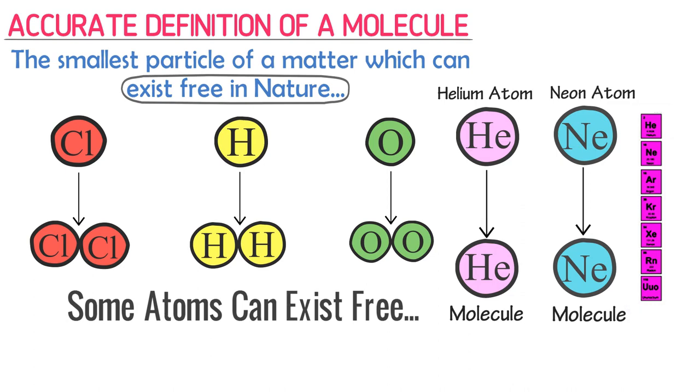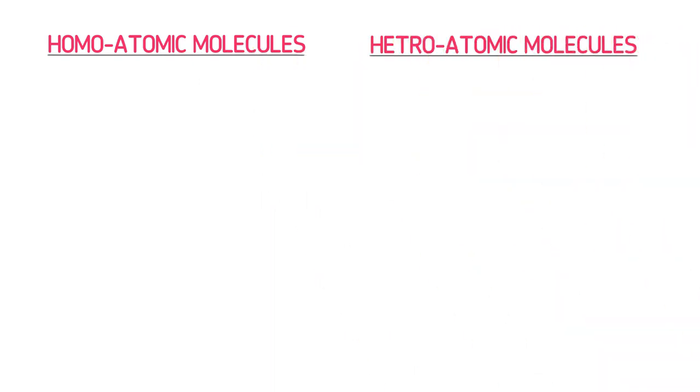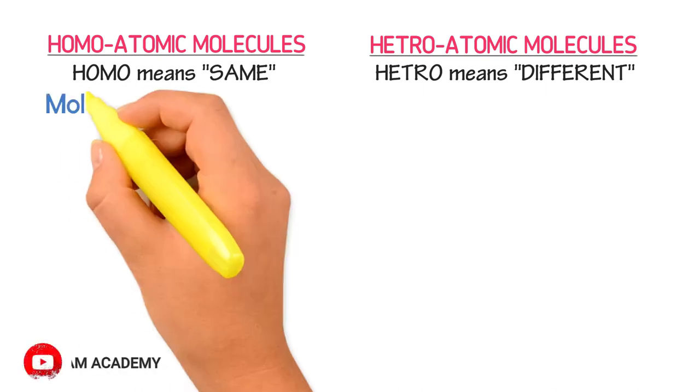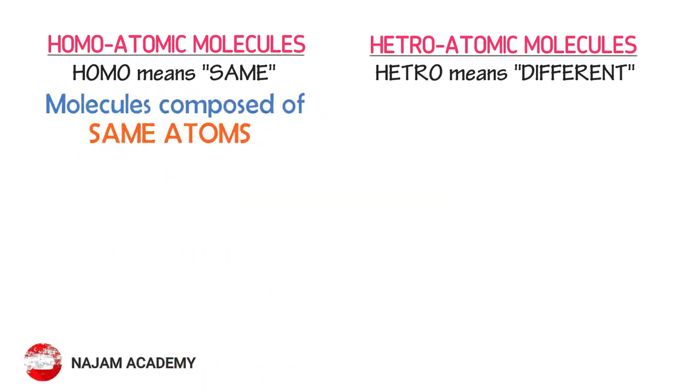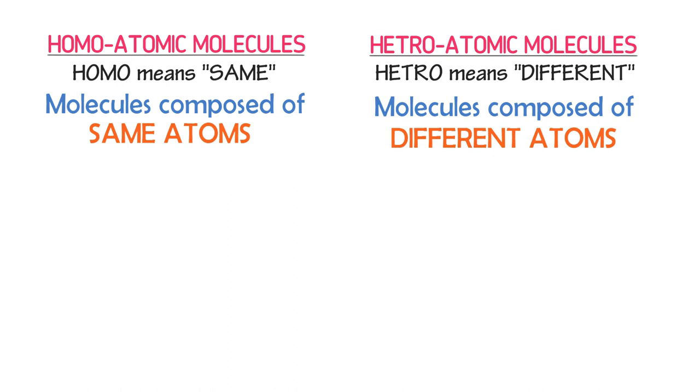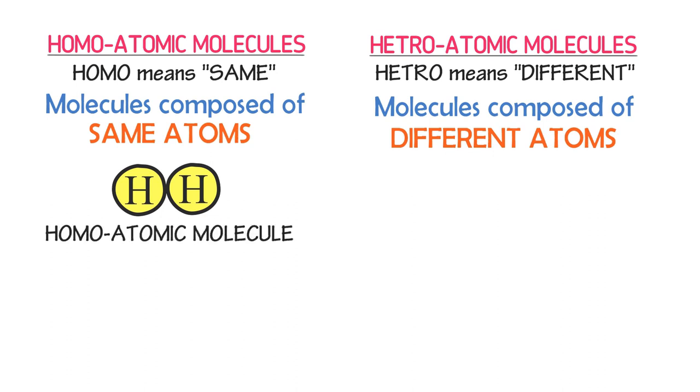Now let me teach you the difference between homoatomic molecules and heteroatomic molecules. Well, the word homo means same and the word hetero means different. Hence, homoatomic molecules means molecules that are composed of same atoms or like atoms, while heteroatomic molecules means molecules that are composed of different atoms or unlike atoms. For example, consider a hydrogen molecule. It is a homoatomic molecule because it is made up of same atoms or one kind of atoms.